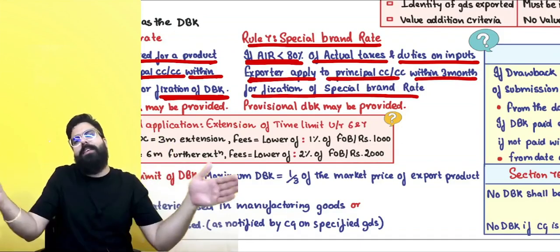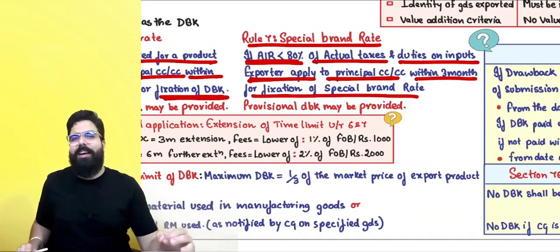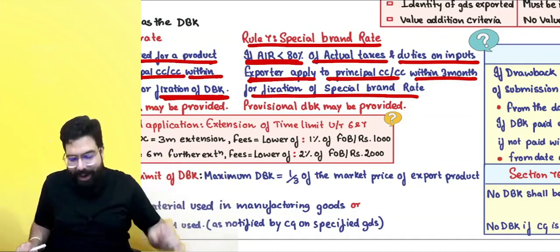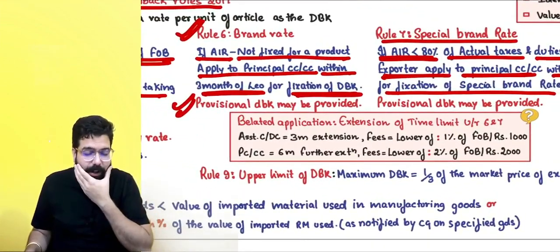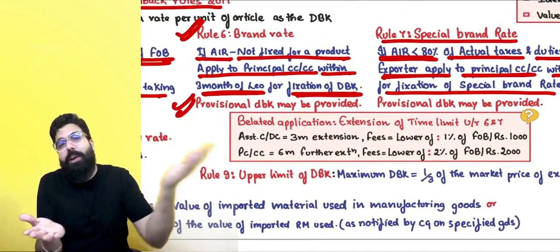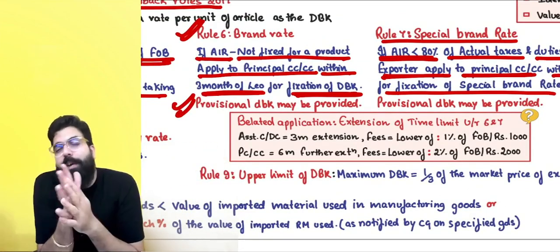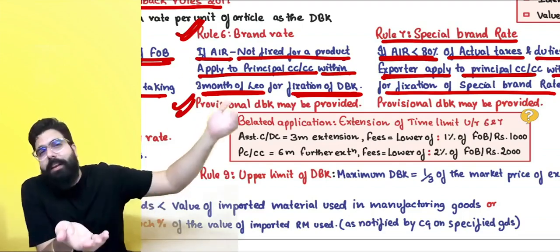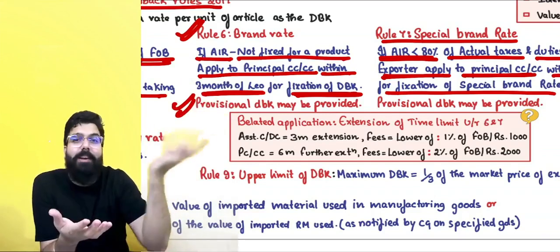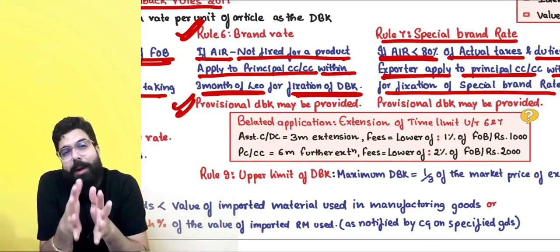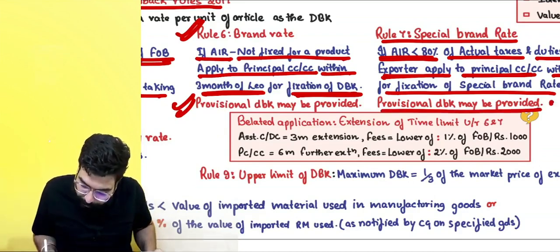Now, when he is fixing the special brand rate, you might need money. You might not need money over here, why? I am exporting, sir. Please provisionally clear these goods and send the goods. Sorry, I have already shipped the goods. I will tell, sir, shipping is already done, please give me the duty drawback. I need working capital. So in that scenario, provisional duty drawback may be provided.